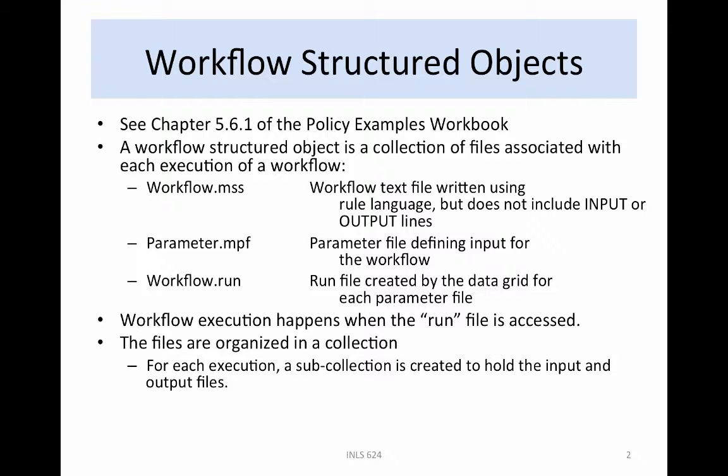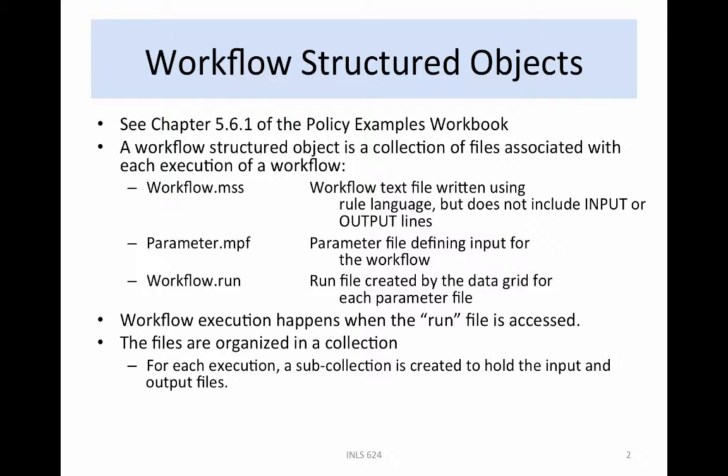Workflow.mss, the workflow text file written using the rule language but without the input or output lines. Parameter.mpf, a parameter file that defines the input parameters and datasets used by the workflow. And workflow.run, a run file created by the data grid for each parameter file. When the .run file is accessed, the workflow is executed.